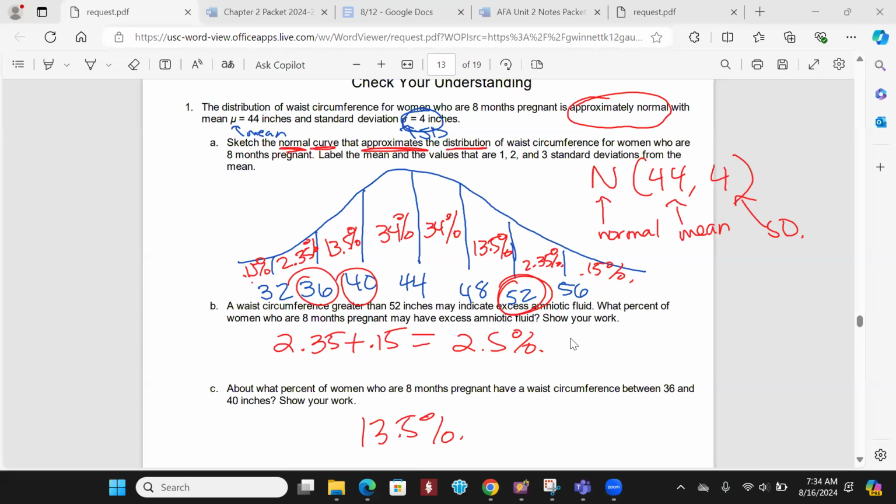Okay. Go ahead and flip the page. We're gonna go ahead and knock out our notes.